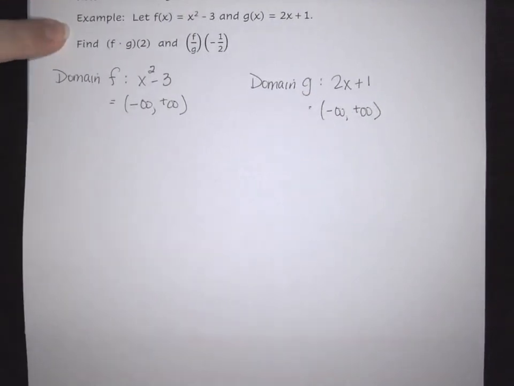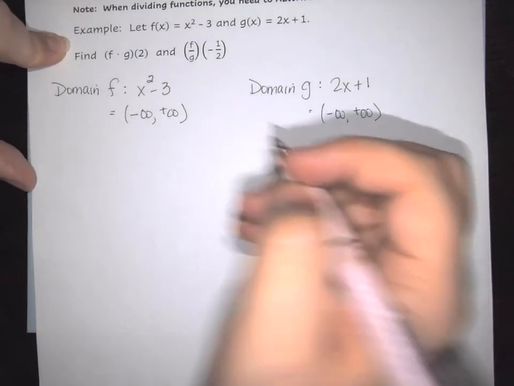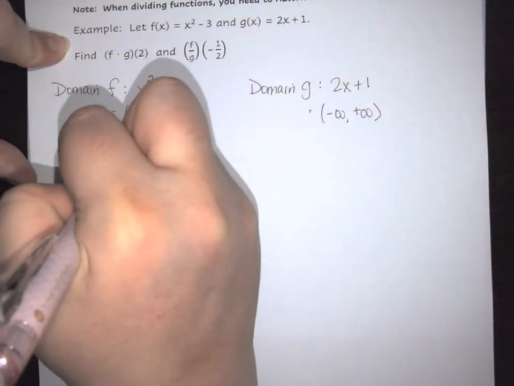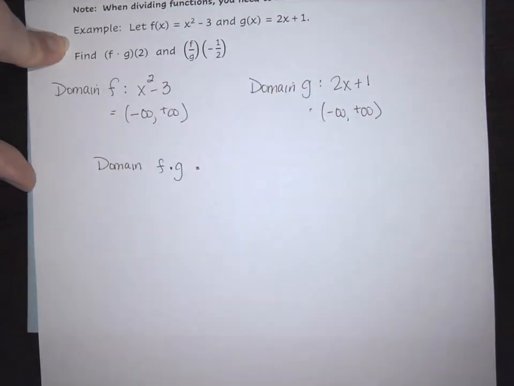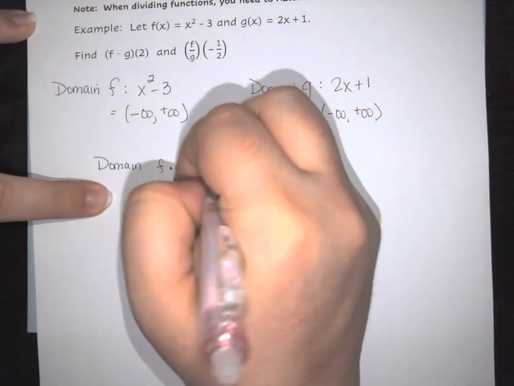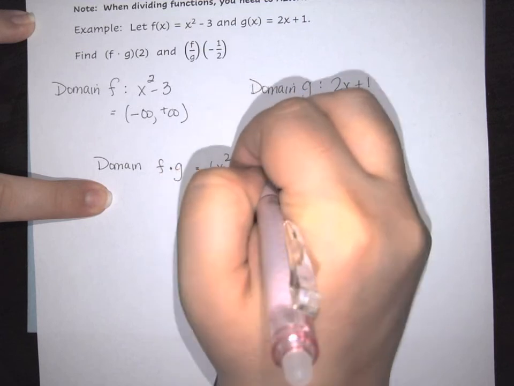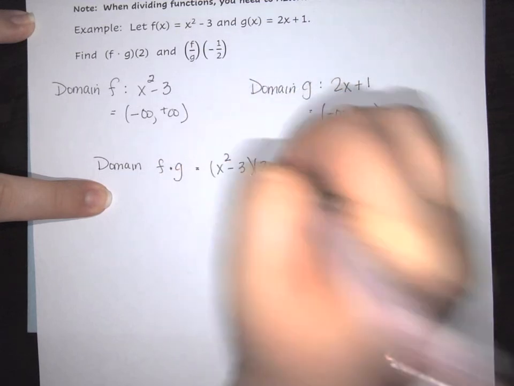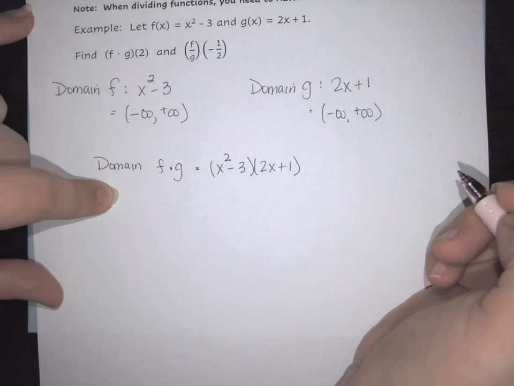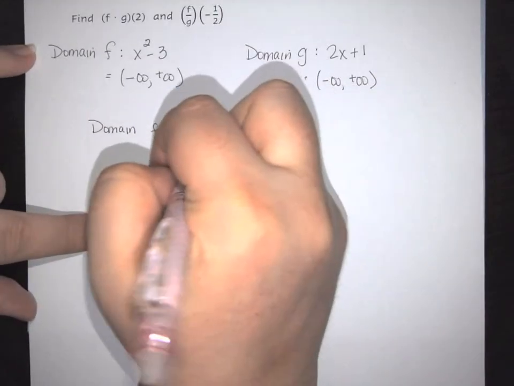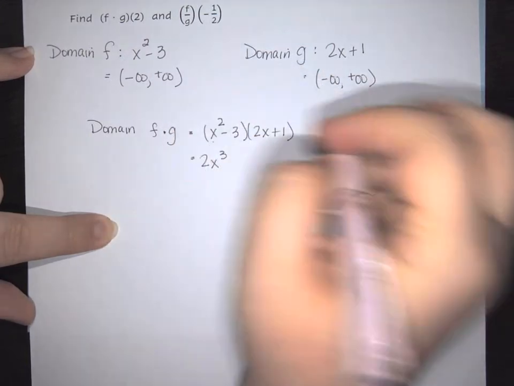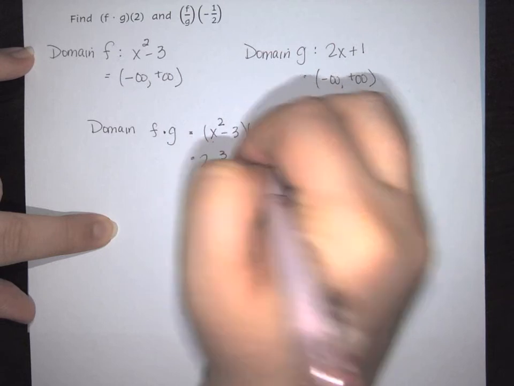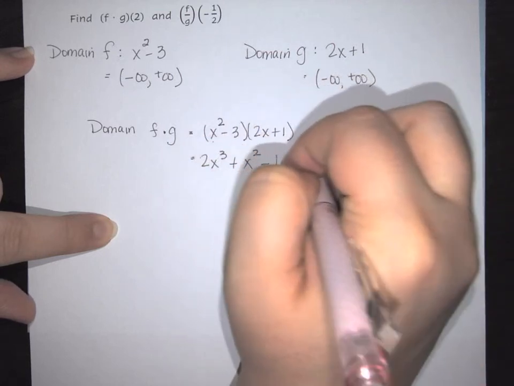Identifying your domain in the very beginning again is very important. So the first piece we have is multiplication. When we look at the domain of f times g, we have to put together your function. So we have f times g, which is x squared minus 3 times 2x plus 1. In this case, we have to FOIL this together. So here we've got x squared times 2x is 2x cubed. x squared and 1 is going to give you plus x squared. Then we have a minus 6x and a minus 3.